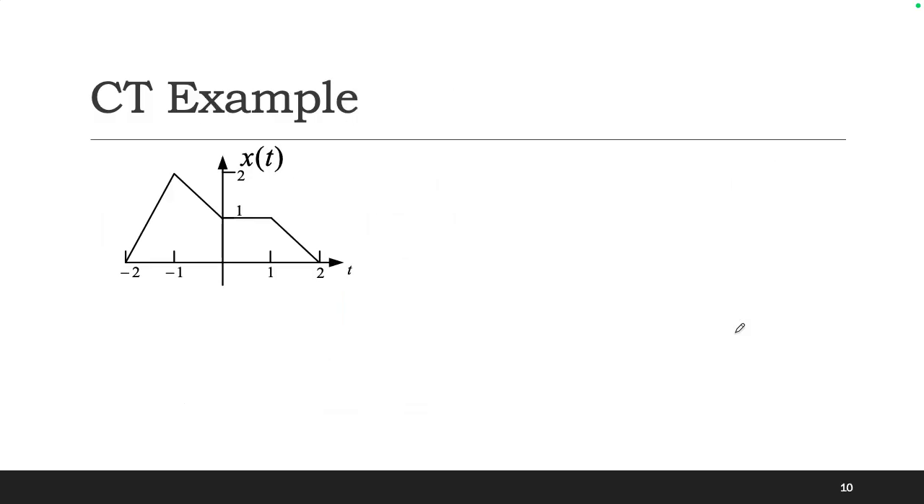Let us review some examples. Like for the CT example, here is a CT signal xt, and then we want to use this impulse function to simulate this one, and then let's try to use the equation we have already learned. So for this equation, negative x negative t multiplied by delta t plus 1 plus.